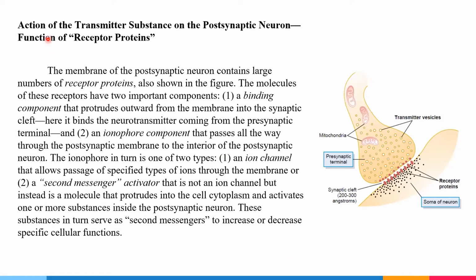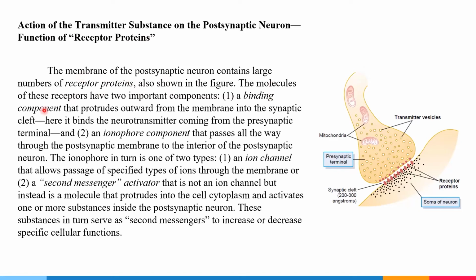Next, we look into the action of transmitter substances on the postsynaptic neuron, which is essentially a function of receptor proteins that receive the neurotransmitter that is released by the presynaptic neuron. The membrane of the postsynaptic neuron contains a large number of receptor proteins, which are also shown in the picture. These red dots are the receptor proteins.